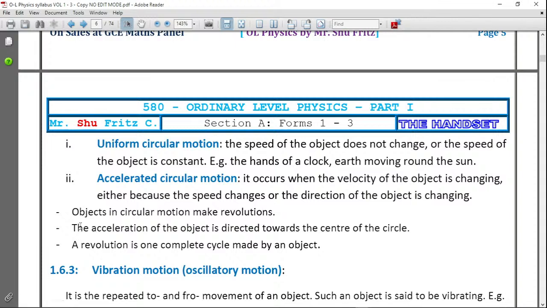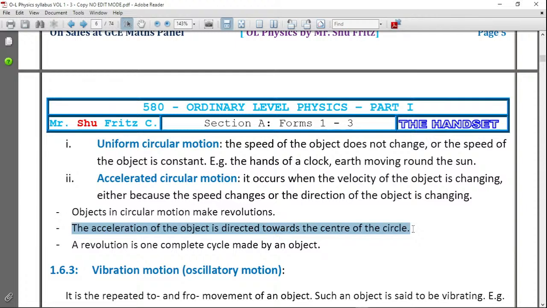Then the acceleration of the object is directed towards the center of the circle. For objects which are undergoing circular motion, their acceleration is always directed towards the center of the circular path. And if the acceleration changes direction, then the object should normally skid or move away from that path.